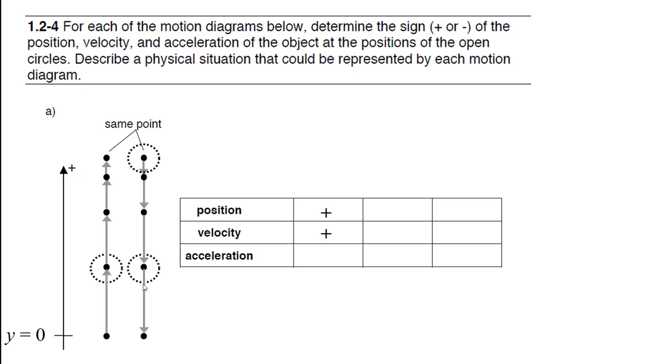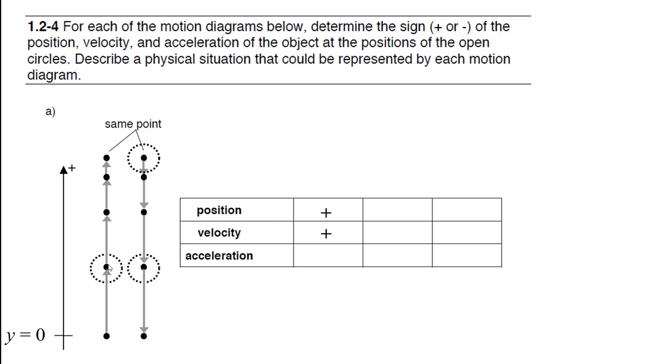Now, to determine our acceleration, that's a little bit trickier. To determine the acceleration, we have to look at how the velocity is changing. The magnitude, or the number part of the velocity, is represented by the length of these arrows. And this arrow here is bigger than this arrow here, which means the object is slowing down. The velocity as it moves from this point to this point is bigger than the velocity as it moves from this point to this point. So the object is slowing down.